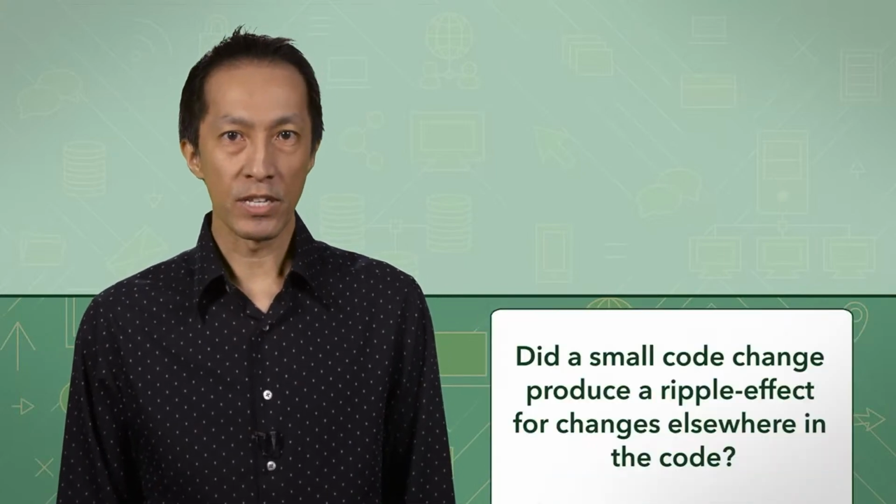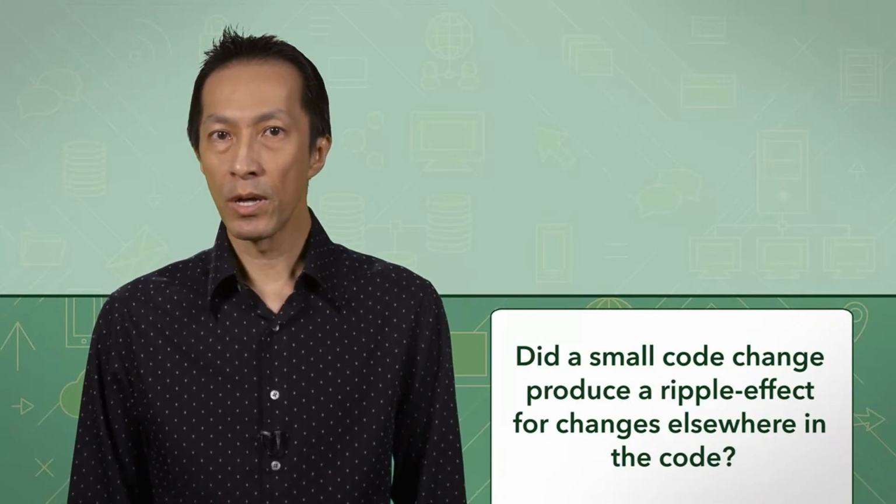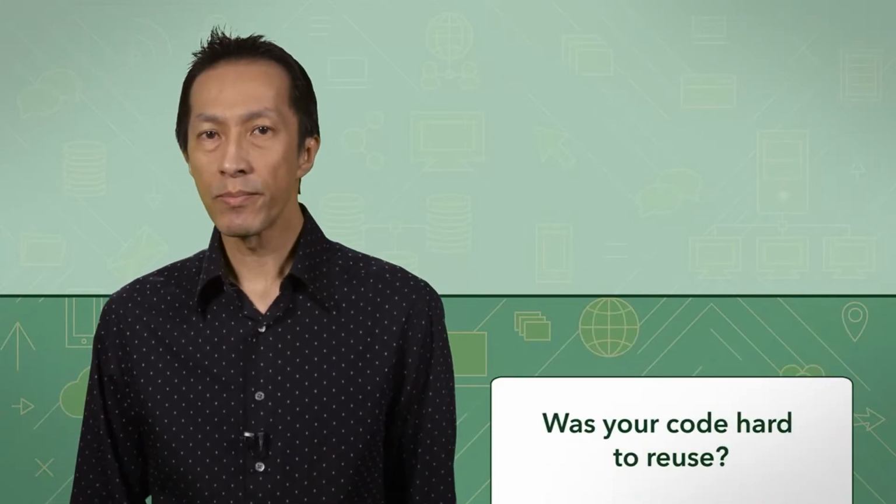Think about how easy it was to make changes to your code. Did a small code change produce a ripple effect for changes elsewhere in the code? Was your code hard to reuse? Was the software difficult to maintain after a release? If you answered yes to any of these questions, chances are you could have benefited from a better design.